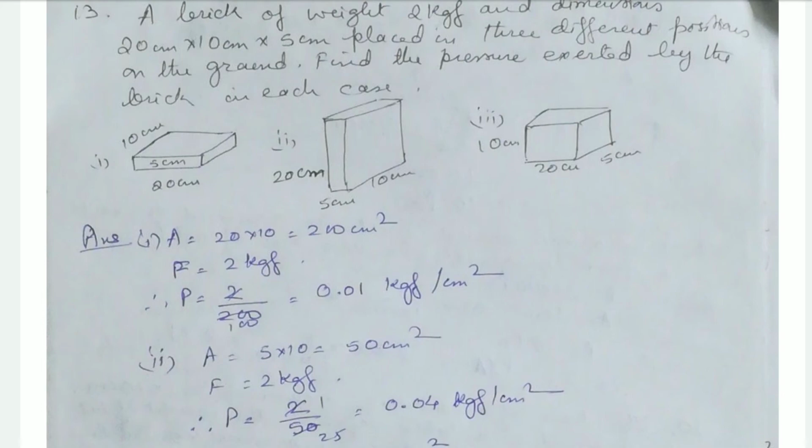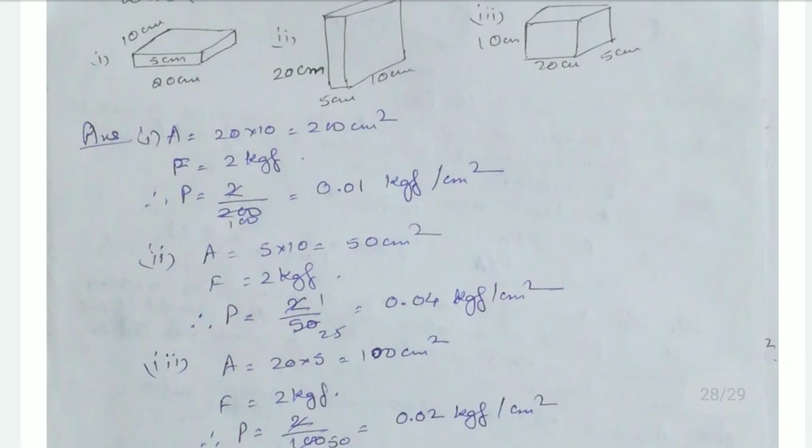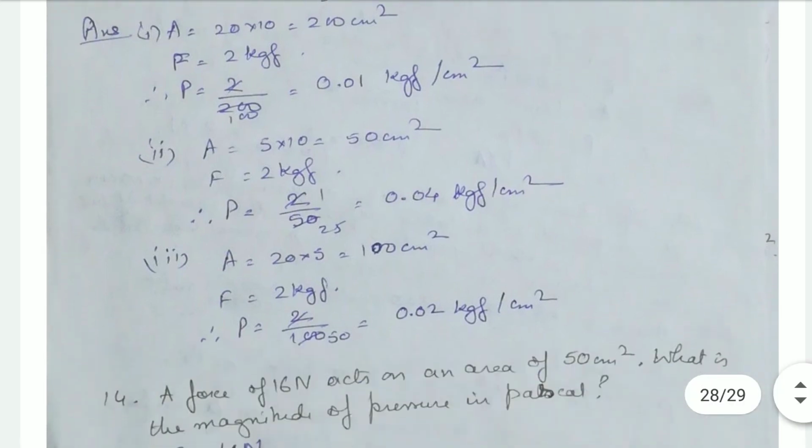In the second case, the area is given as 5 centimeter into 10 centimeter. So that gives us 50 centimeter square. Force is same, 2 kgf. So pressure will be 0.04 kgf per centimeter square. In the third case, the area is 20 into 5 centimeter. So force is 2 kgf, and therefore the pressure will be 0.02 kgf per centimeter square.